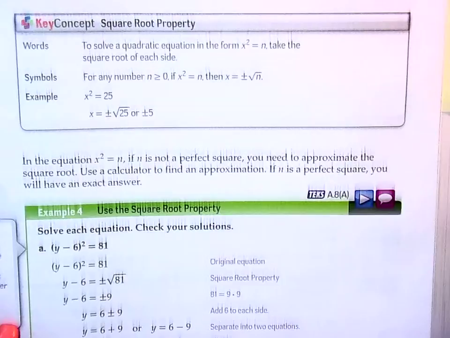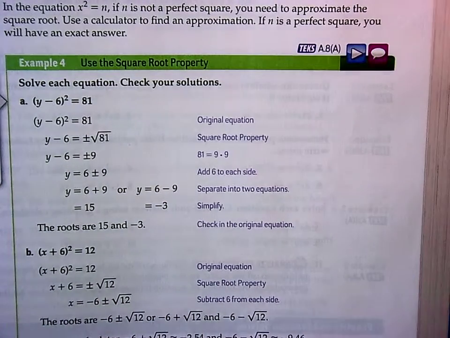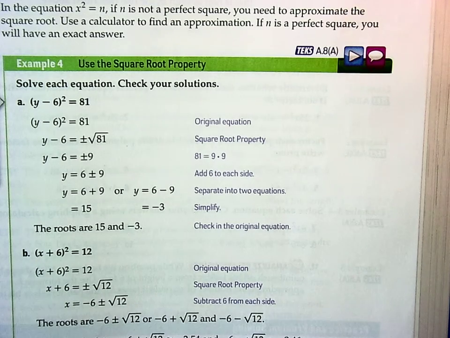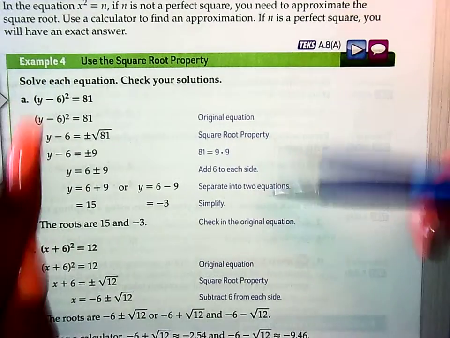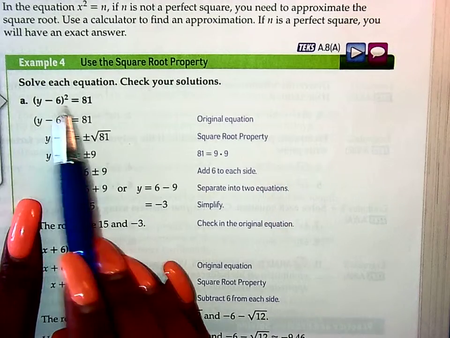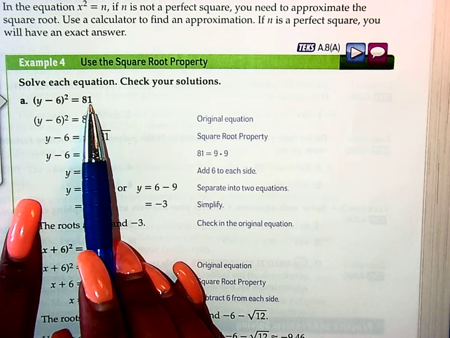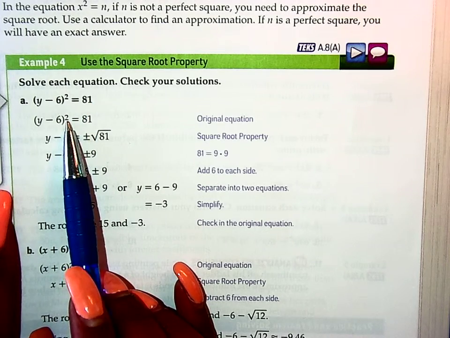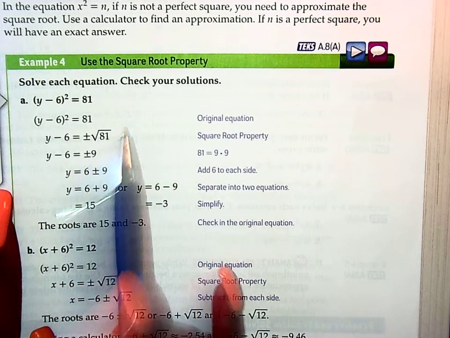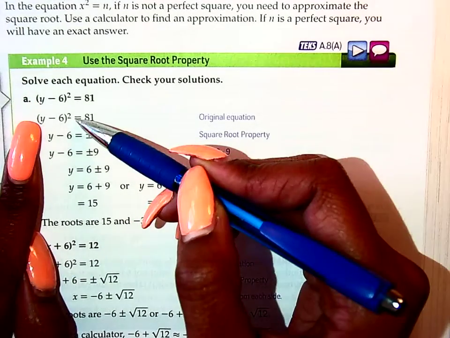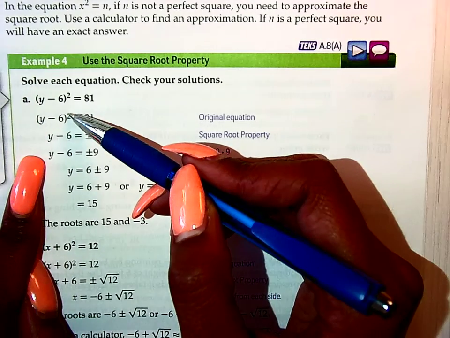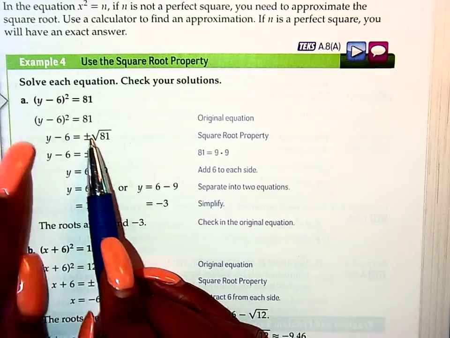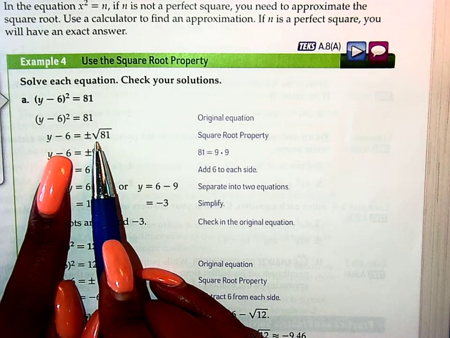Okay? So let's look at example 4. You don't have to copy this in the spiral. It will be good for you to, because you may have a problem like this. But let's look at example A. If we have y minus 6 squared equals 81, the first thing we have to get rid of when solving for y is the squared. So I'm going to take the square roots of both sides. And notice, when I take the square root of this side, that takes the squared away. So on this side, you're left with y minus 6 equals plus or minus square root of 81.